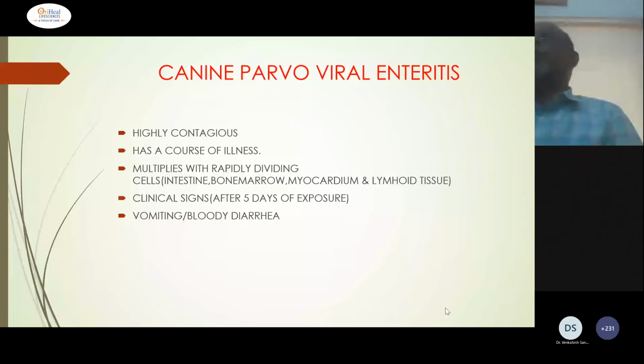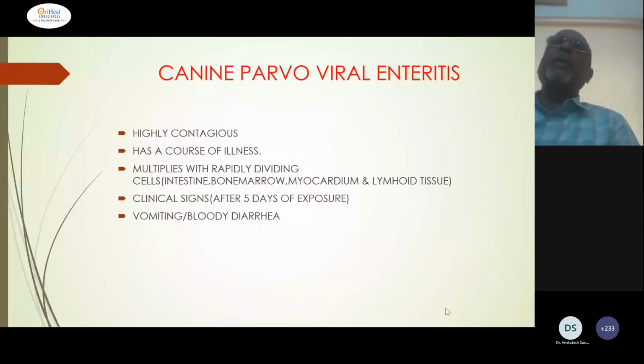So next is canine parvovirus enteritis. Again, here also you have a very foul-smelling hemorrhagic gastroenteritis, a very highly contagious disease. But here it has a course of illness. If you ask the owner when it was last normal, he will say it was normal about 4 or 5 days back. From 1 or 2 days it was sulking, the 3rd day it is not eating, the 4th day it vomited, and today it has hemorrhagic gastroenteritis. So you can find this course by taking a thorough history. This is very, very important for diagnosing parvovirus gastroenteritis.